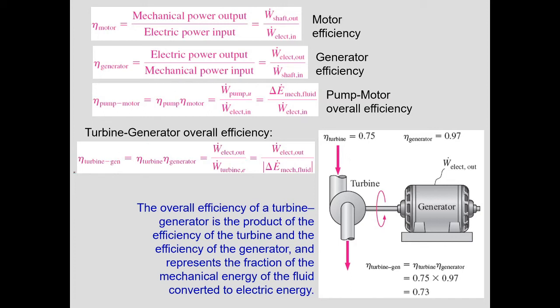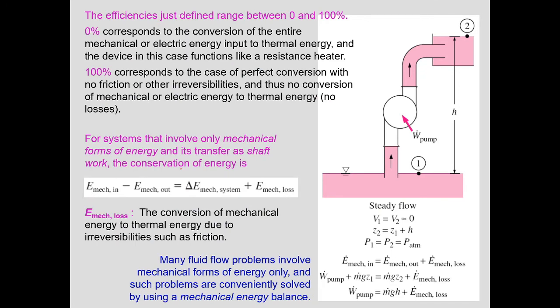Okay, and then you can get the overall efficiency. The combination of the turbine and generator is equal to the efficiency of the turbine times the efficiency of the generator. For the efficiency, the value is between 0 and 100%. If it is 0%, there is no conversion at all. But for 100%, it is a perfect conversion. Other information, you can read by yourself.